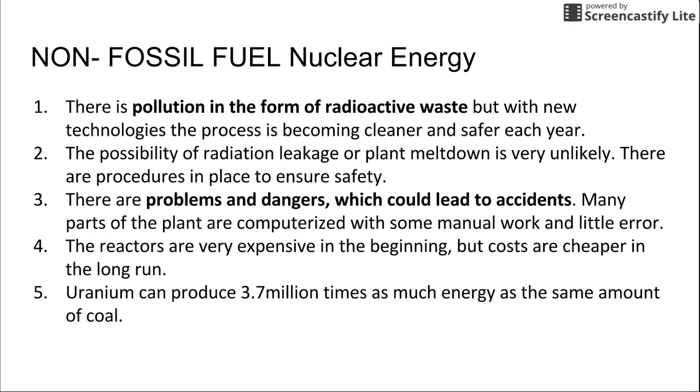Many parts of the plants are actually computerized now with only a little bit of manual work and a little bit of error. The reactors are very expensive in the beginning, but the costs are cheaper in the long run. Uranium can produce about 3.7 million times as much energy as the same amount of coal. So although we're not running out of any type of nuclear energy sources, it is a non-fossil fuel and could be considered non-renewable. And it does have a lot of issues, such as the pollution in the form of radioactive waste, which can be very hazardous to the environment as well as to people.